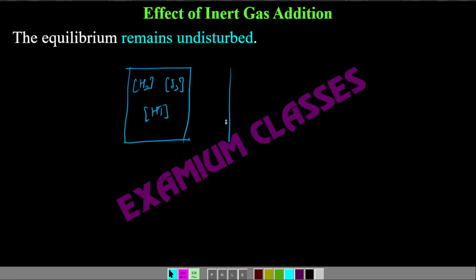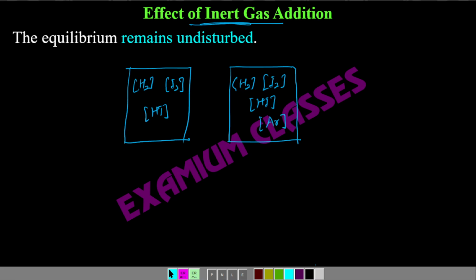Now suppose you have the same container and you inject some additional inert gas into it, say that gas is argon. There will be some concentration of argon also, but argon is a non-reacting, inert gas. Is there any change in the concentration? No. Concentrations are still the same, because suppose you calculate the number of moles here, or the molarity.